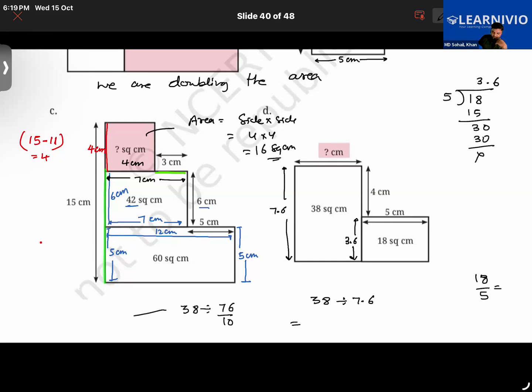Next, it is going to be done in the following manner. Look over here. This can be written as 38 upon 1 divided by 76 upon 10. The rule of division between two fractions is that you change the sign of division to multiplication, and the second fraction becomes reciprocal, meaning the value in the denominator goes in the numerator and the value in the numerator comes in the denominator. Now it's going to be 380 divided by 76. After division, you will get an answer of 5. So the breadth is going to be 5 centimeter.